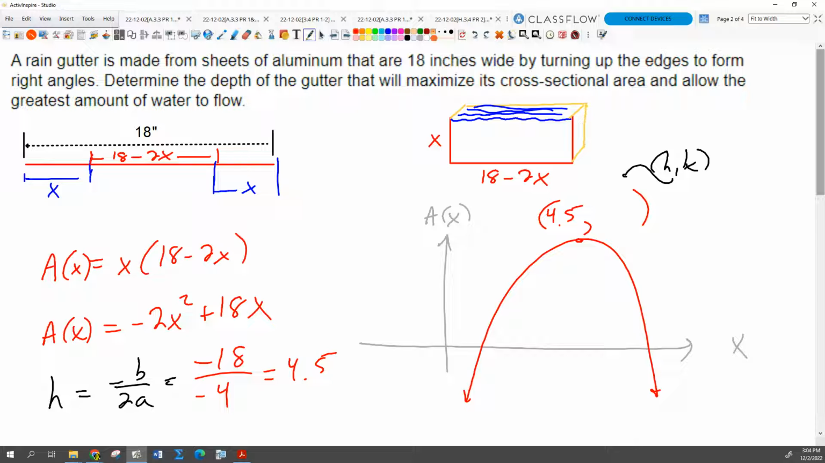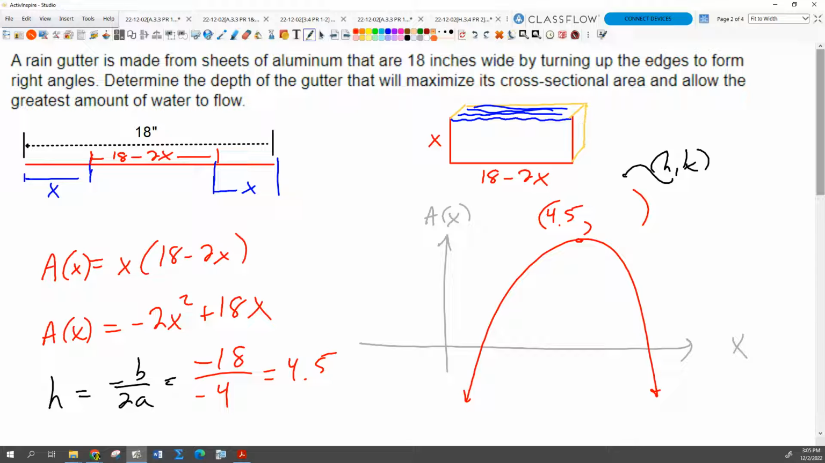4.5. It's x. We solved for the x coordinate of the vertex. Everybody get that? Okay. 4.5, right? Does everybody make that connection? X is, by definition, the depth of the gutter.